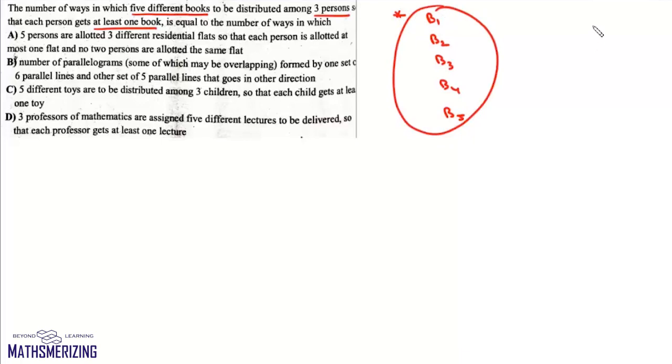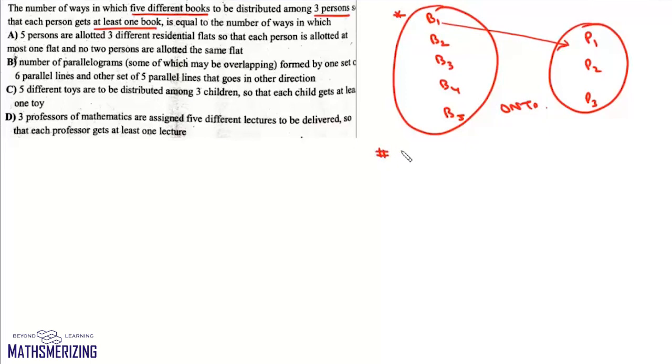Now here the question is the number of ways in which 5 different books can be distributed among 3 persons so that each person gets at least 1 book is equal to the number of which of the following. Now here we have 5 distinct books and it has to be distributed among 3 persons so that each person gets at least 1 book. There are many ways to do it. One of the ways is using the condition of onto functions. So we have 5 books which are B1, B2, B3, B4 and B5, and they are to be distributed among 3 persons, say P1, P2 and P3, so that each person gets at least 1 book. That means if we define a function from books to people, then it should be an onto function.